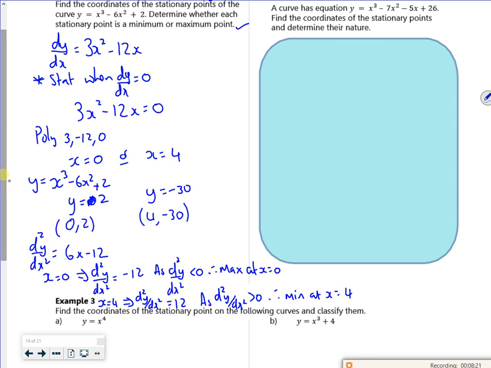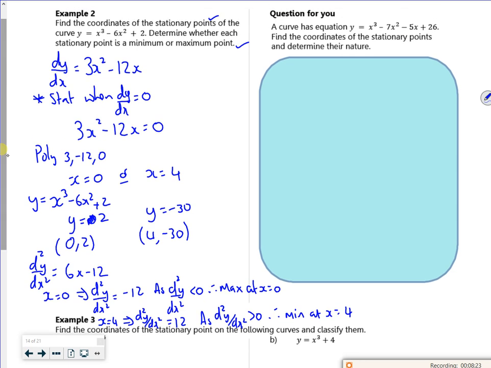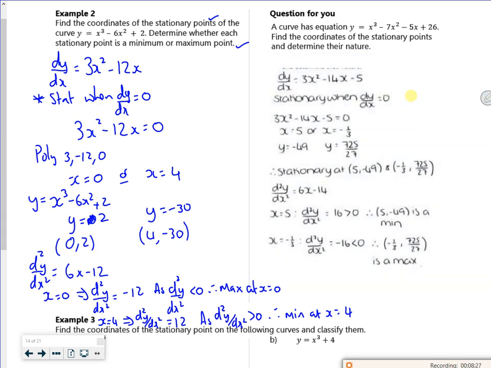There is an example for you to have a go at. So we differentiate it, we find the stationary point, which gets us there. That's the first bit. Then we differentiate it again, sub it in, and then we put the concluding statements.